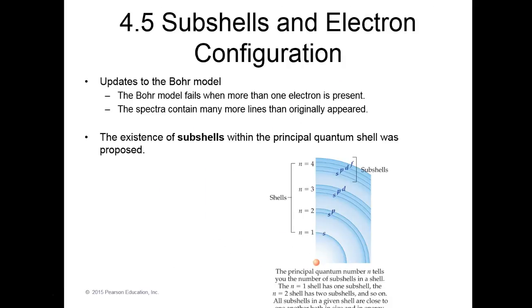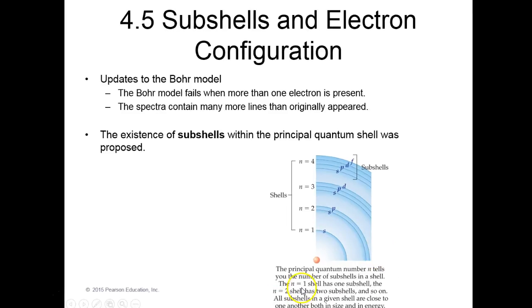There have been some updates to the Bohr model. The Bohr model fails when there's more than 1 electron present. The spectra may contain more lines than originally appeared. The existence of subshells within the principal quantum shell was proposed. So the principal quantum number n tells you the number of subshells in a shell. The n equals 1 shell has 1 subshell, n equals 2 has 2 subshells, and so on, as you can see in this depiction.